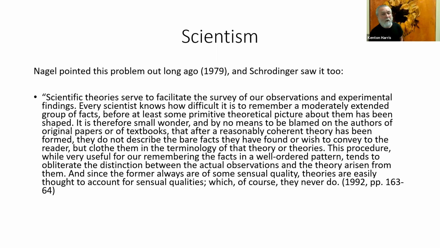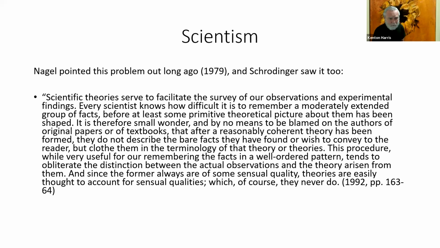Nagel pointed out this problem long ago, actually, in 1979. Schrodinger saw it in the 50s, but this is a quote, I believe it's from Schrodinger, where he says, scientific theories serve to facilitate the survey of our observations and experimental findings. Every scientist knows how difficult it is to remember a moderately extended group of facts before at least some primitive theoretical picture about them has been shaped. It is therefore small wonder, and by no means to be blamed on the authors of original papers or textbooks, that after a reasonably coherent theory has been formed, they do not describe the bare facts that they have found or wish to convey to the reader, but clothe them in the terminology of the theory or theories.